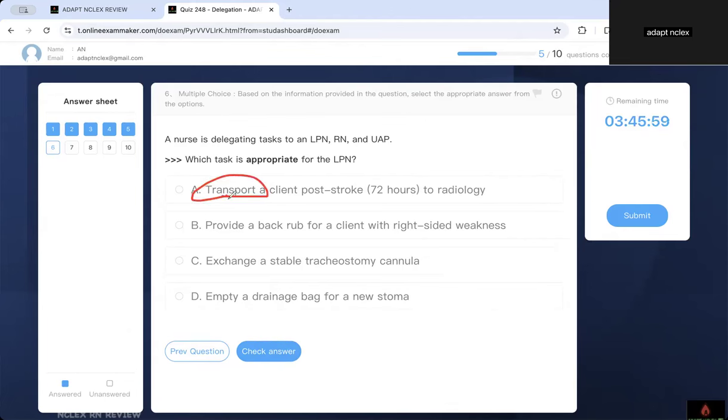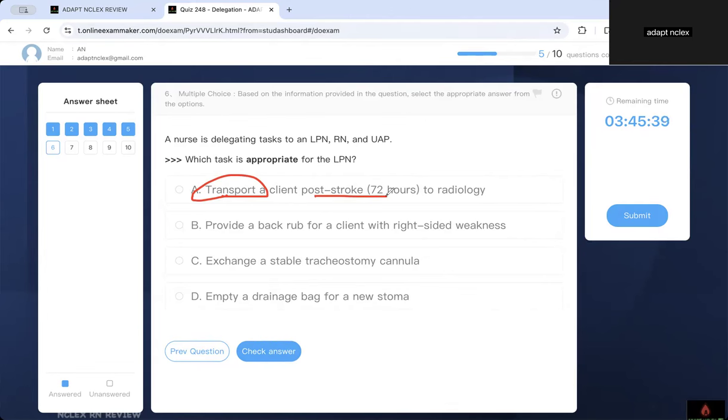Transport, that's the buzzword I'm picking. Transport is part of assisting and what? Helping with ADL, staff, the patient, even though they have a stroke. That's not what the emphasis is on. The emphasis is on the answer choice. Always look at the answer choice the way it's written.